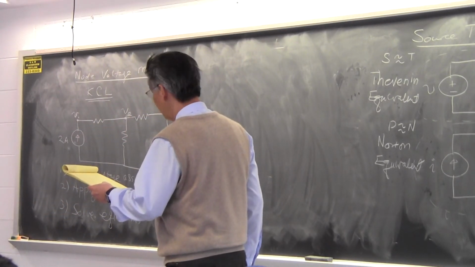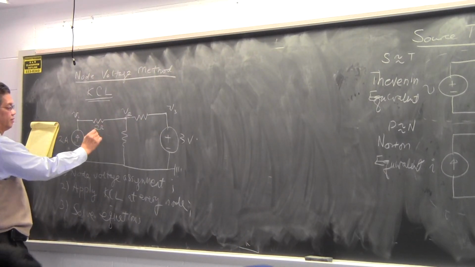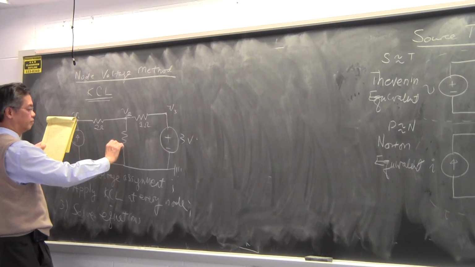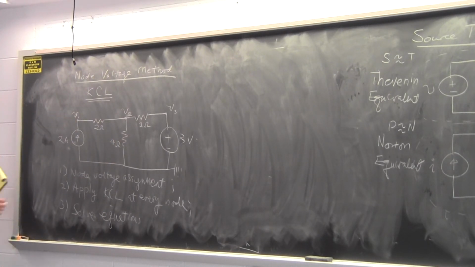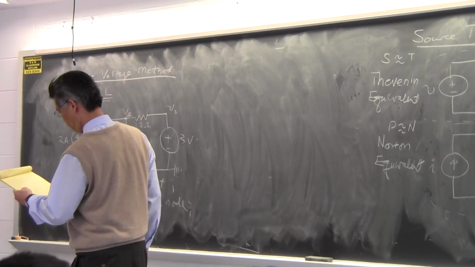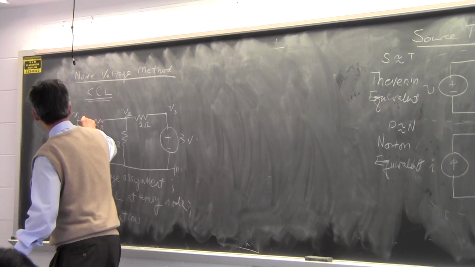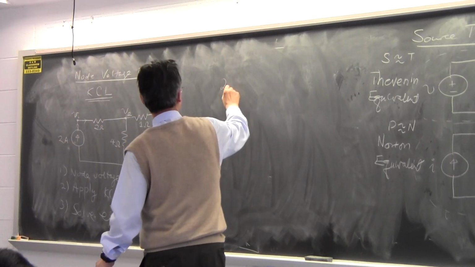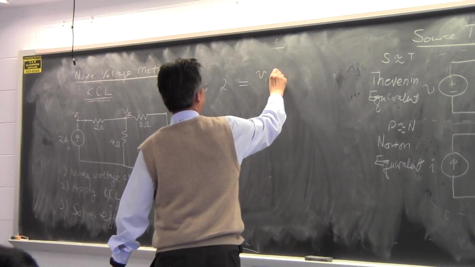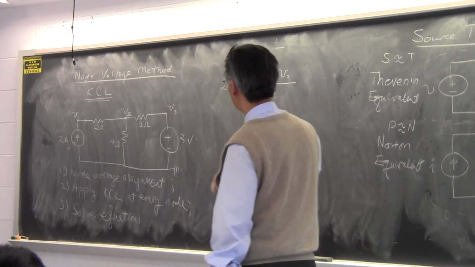Then we can write the current through each resistor. This is 2 ohms, given in the textbook. This is 1 ohm, and this is 4 ohms. So we can write the current through node 1. Node 1 would have the current coming in and the current leaving. The current coming in is 2 amps. The current leaving is equal to V1 minus V2 divided by this resistor, which is 2. So this is KCL at node 1.